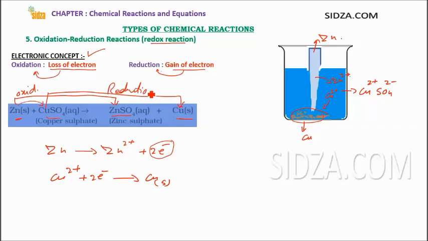So this is a redox reaction. In a redox reaction there is loss and gain of electrons. This is a more modern concept of a redox reaction. Loss of electrons is oxidation and gain of electrons is reduction.